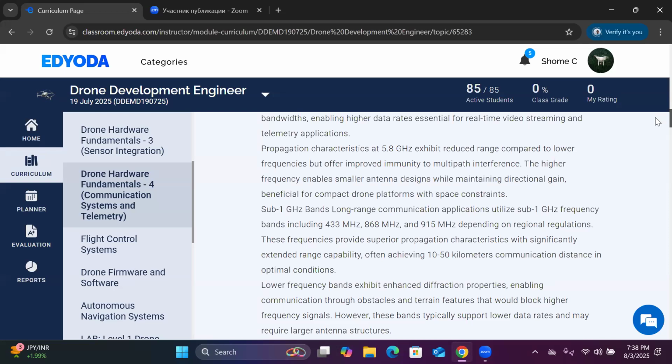Yesterday, we talked about the GPS, where I talked about the tri-band GPS antennas and all these stuffs. So there, these band frequencies are utilized: 433 megahertz, 868 megahertz, 915 megahertz. So these are basically the sub 1 gigahertz band. Why? Because you see this frequency band in the megahertz that is below 1000 megahertz or 1 gigahertz.